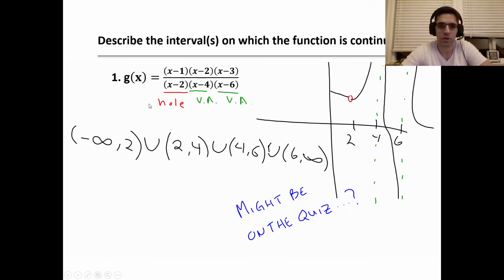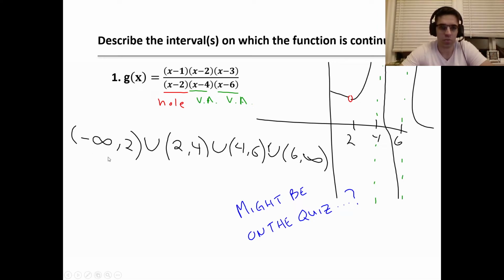All right, so here's a polynomial one that's rational. We have the intervals on which the function is continuous. So basically the denominator cannot equal 0. This function is very conveniently factored out for us. And so we know that when x equals 2, when x equals 4, and when x equals 6, we have x values that are not defined.